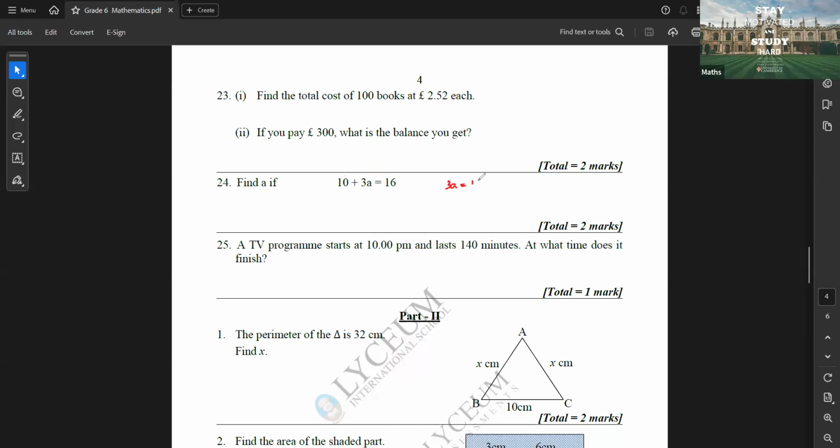I write it here. 3a equals 16 minus 10. So 3a equals 6, divided by 3 on both sides. A equals 6 divided by 3, which is 2. That's the answer.